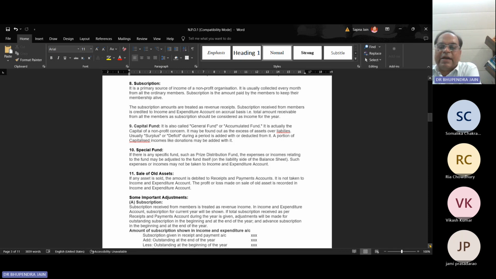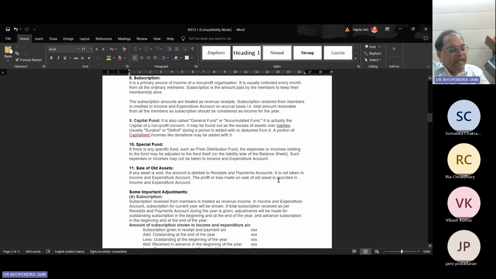Now next is the capital fund. Capital fund is just like capital. Clear? What is capital? If the proprietor or owner contributes an amount for the purpose of running the business, this is called capital. But this is an NPO, a not-for-profit organization. Nobody contributes money as capital in the firm, society or club. Then what is capital? It is called the general fund or accumulated fund. Clear? It is actually the capital of a non-profit concern.